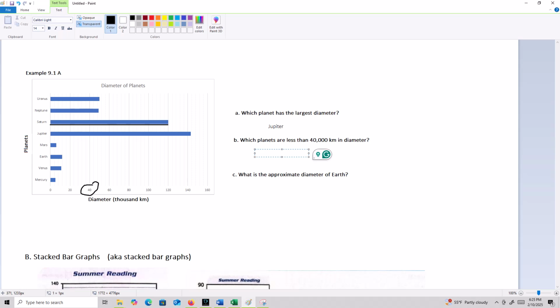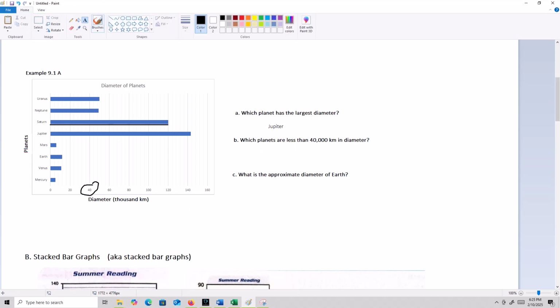Notice the diameter is in 1,000 kilometers. I don't know why this keeps switching on me. Sorry guys, I have been working on this lesson for entirely too long. And now it's 6:30 and I need to go make dinner. So I'm rushing and making mistakes.